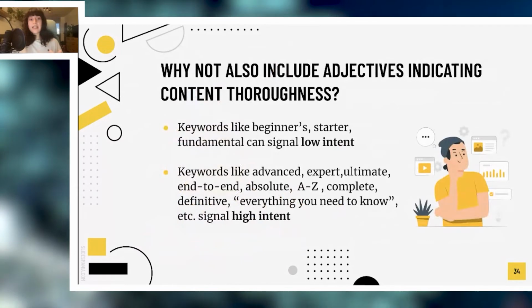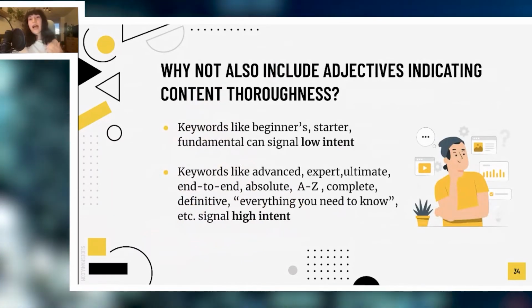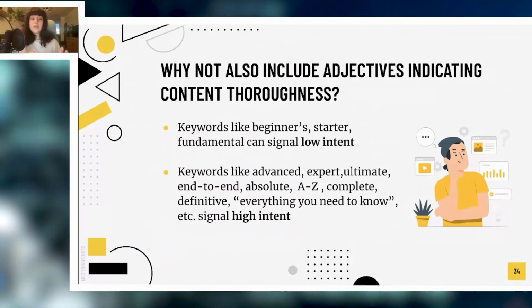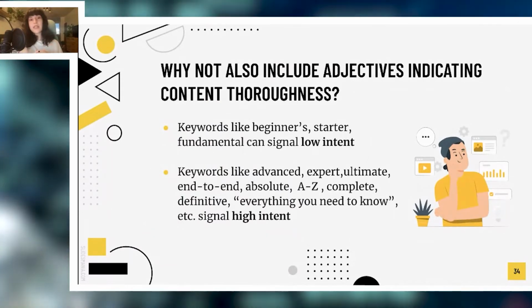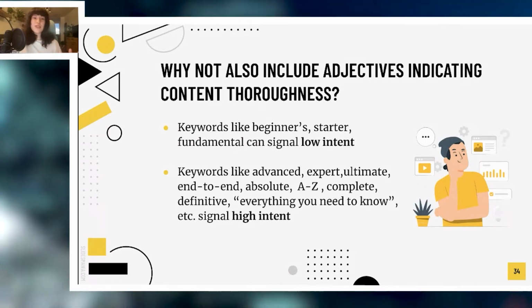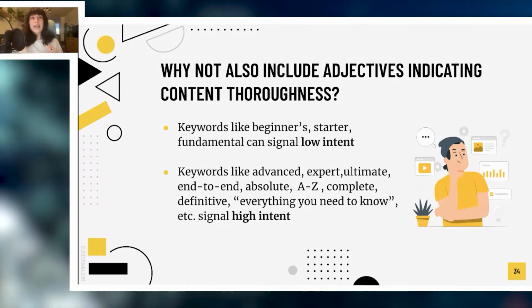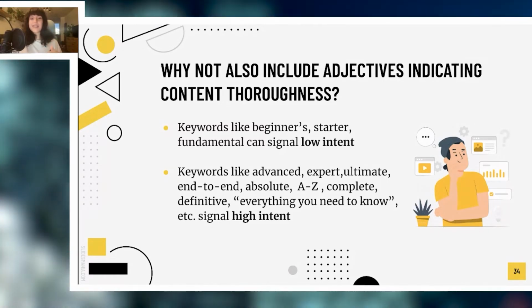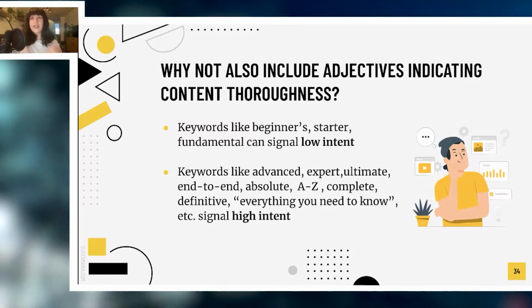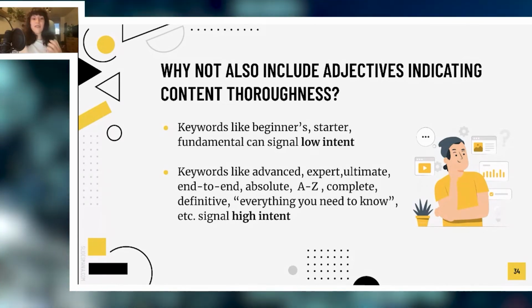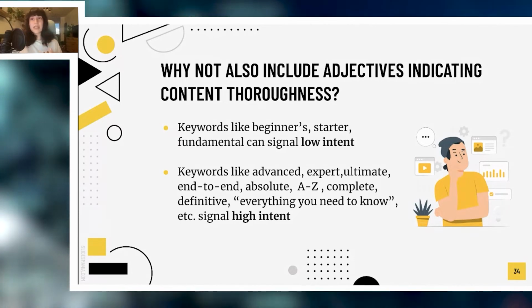And to take this a step further, why not also include adjectives that indicate the content thoroughness? So for instance, keywords like beginner, starter, fundamental, this indicates low intent. So you would imagine that this type of user is not going to be as interested in the topic as someone that, for instance, has keywords like advanced, expert, ultimate, end-to-end. So these types of keywords are going to indicate a very high intent, a very high interest in this topic.